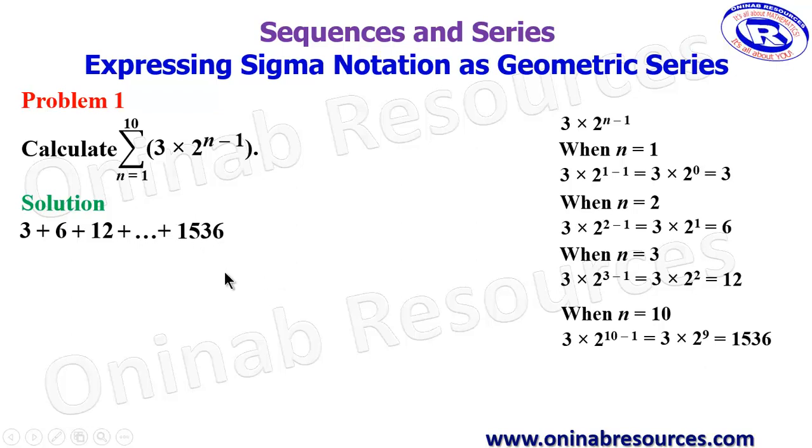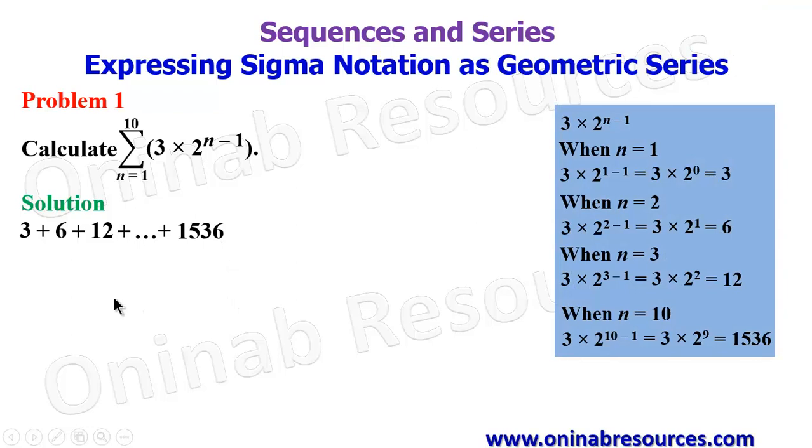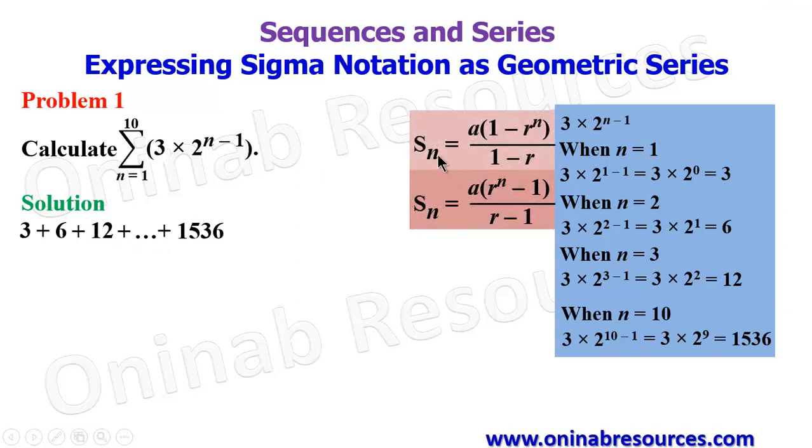Then we are done. We then go ahead to get the formula for summing up a geometric series. We have two such formulae. We have Sn equal to a into 1 minus r raised to power n, over 1 minus r. In this case, it is when r is less than 1. For the other, Sn is equal to a into r raised to power n minus 1, over r minus 1. This is when r is greater than 1.